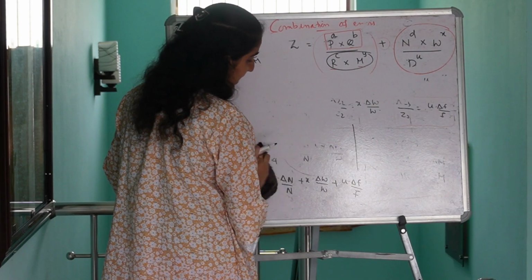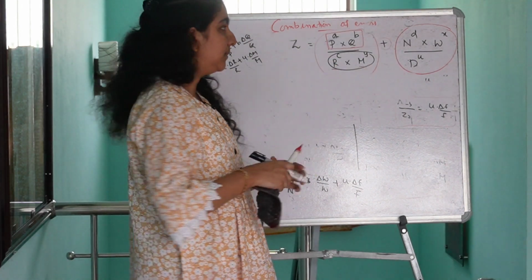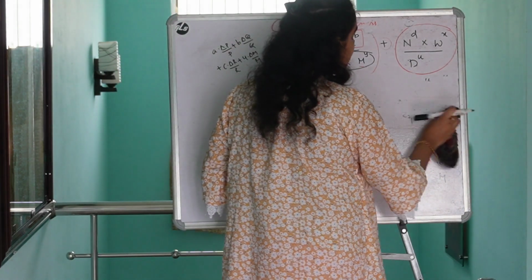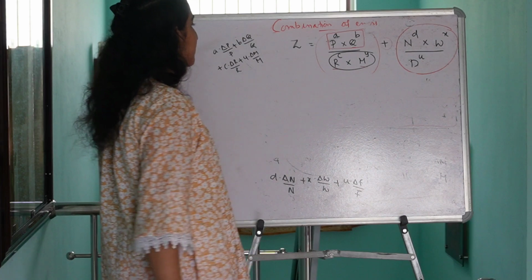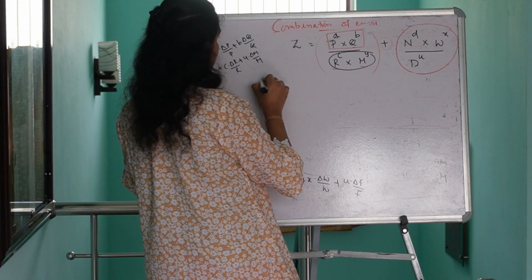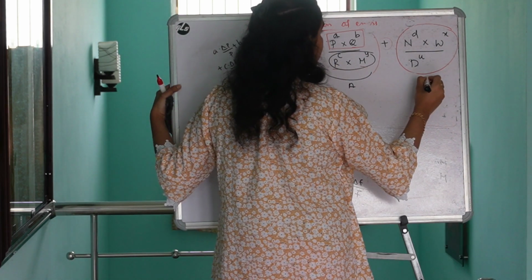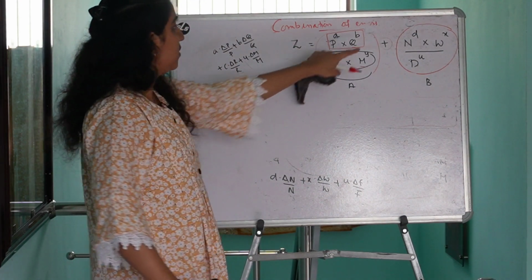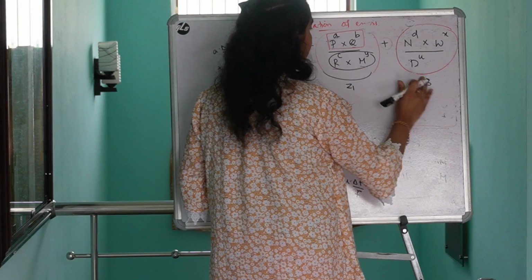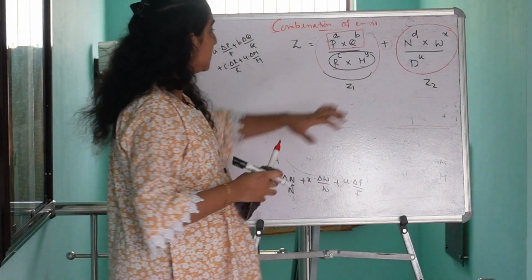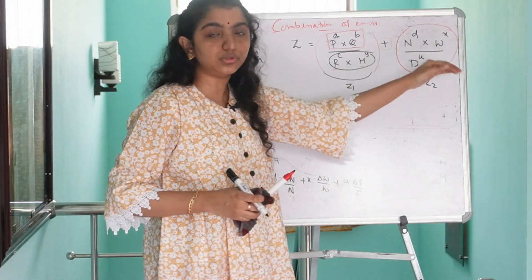Is it clear, guys, why we are finding the absolute error in these two measurements? Because the operation performed between these two physical quantities is addition. Is it clear? Yes. So now let this whole term be Z1 and this whole term be Z2. Here we are adding two physical quantities.